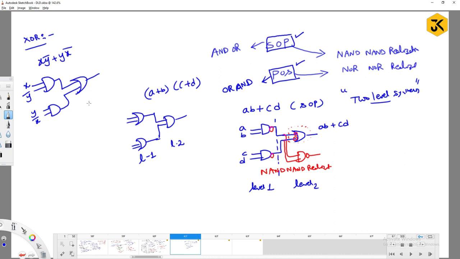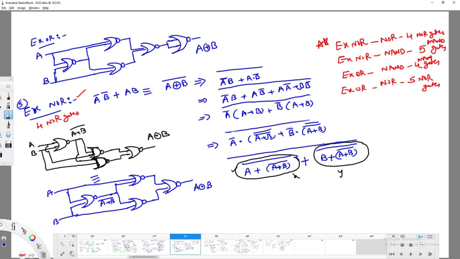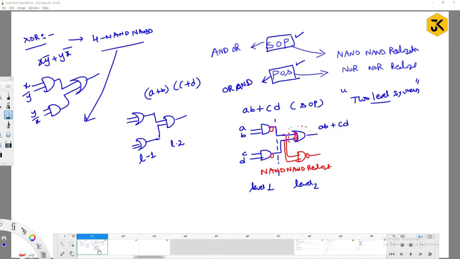But if you implement it with the help of NAND, how many NAND gates are required? 4 NAND gates are required, right? In the form of NAND realization, you require 4 NAND gates. So in that situation, how many levels are there? See, if you observe the example, up to here we call it level 1, this level we call level 2, and this level we call level 3, right? Meaning that if any circuit has more than two levels, I can call it a multi-level synthesis circuit.